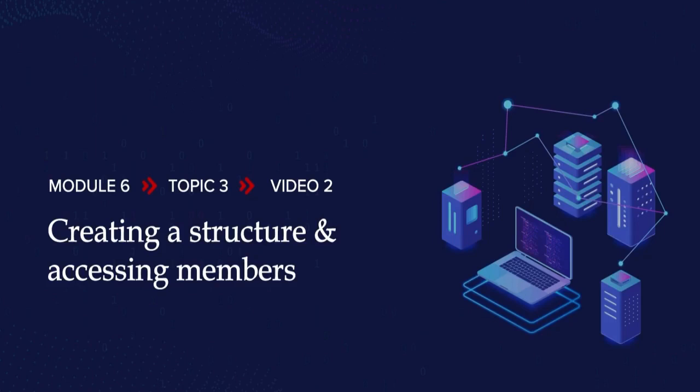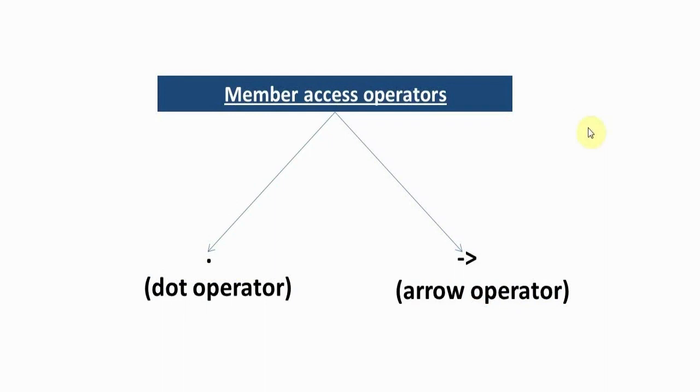After learning about the theory concepts of structures using diagrams, now we are ready to go for a sample program. But before that, I must tell you that there are two very important operators when we work in structures. These operators are termed as member access operators. There are two kinds of member access operators. One is called the dot operator and another is the arrow operator.